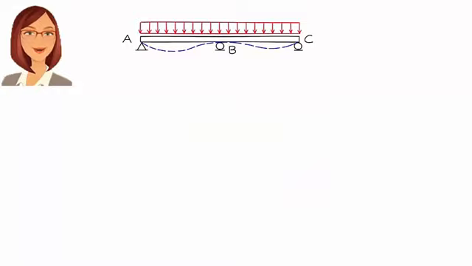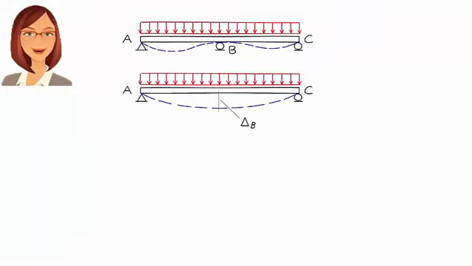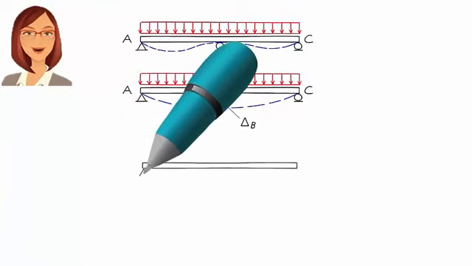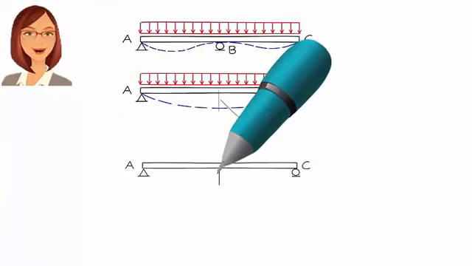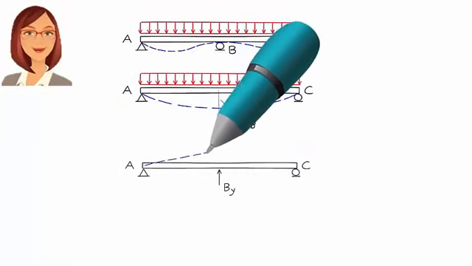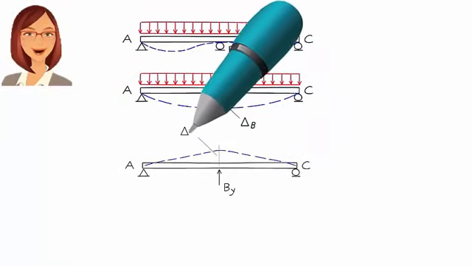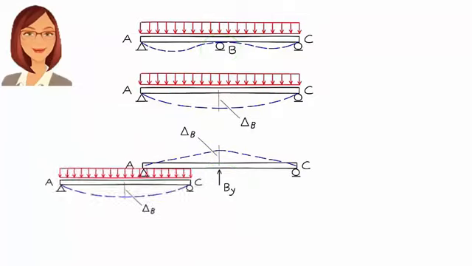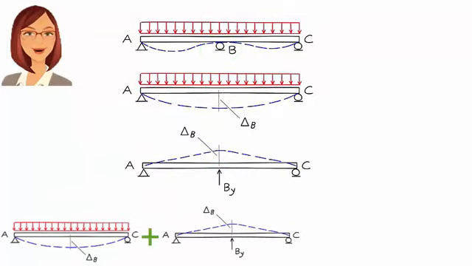So, to determine the support reaction at B, all we have to do is calculate delta B in this beam, then determine the force magnitude that causes an upward deflection of delta B in this beam. This upward force represents the vertical reaction at B in the statically indeterminate beam. Put it differently, this plus this gives us this.